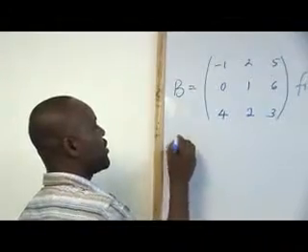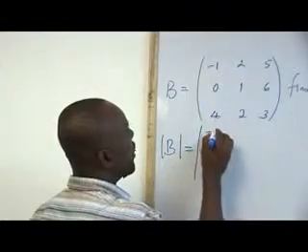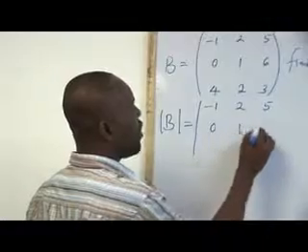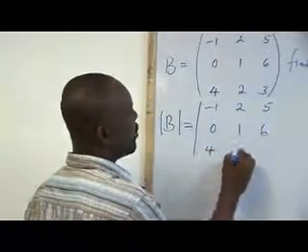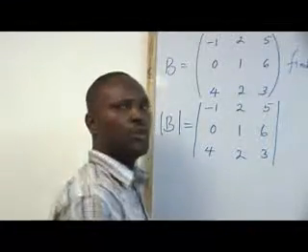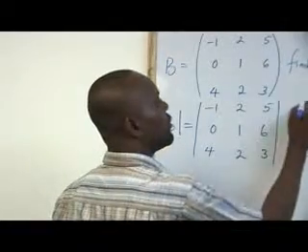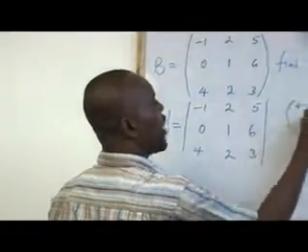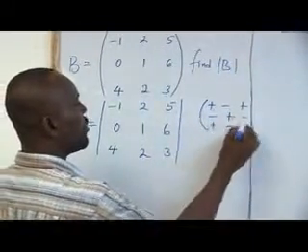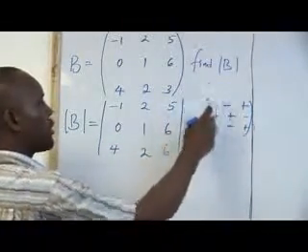I'm looking for the determinant of matrix B, and that is minus 1, 2, 5, 0, 1, 6, 4, 2, 3. I'll show you the advantage of choosing a row or a column that has a greater number of zeros. Plus, minus, plus, minus, plus, minus, plus, minus, plus. So here I'll be going for plus, minus, plus, column 1.